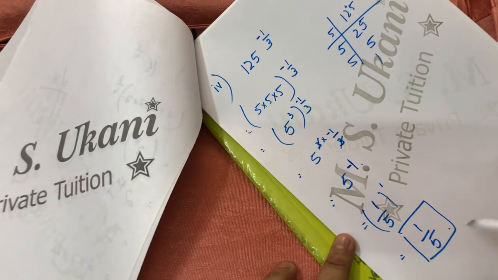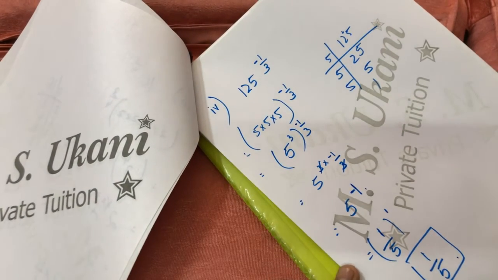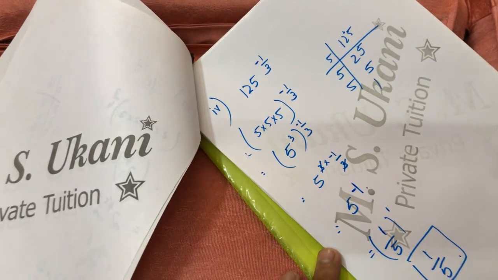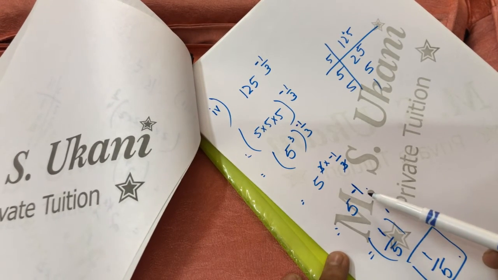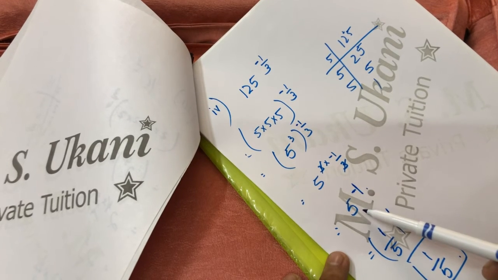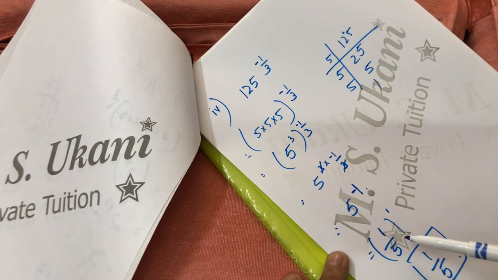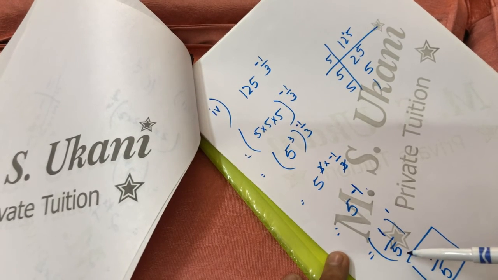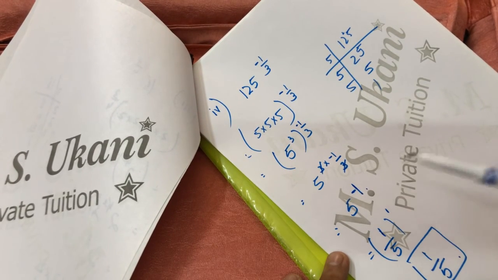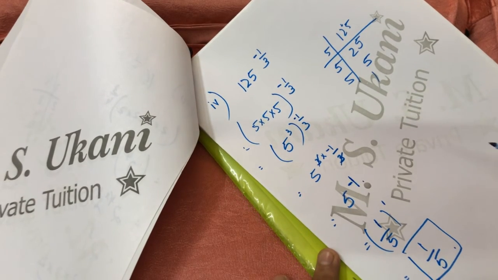So in this way we have calculated sum number 4. The main thing is to remember the rule of negative power. Whenever the power comes in negative, our base will become reciprocal. Reciprocal means the numerator will go downstairs and the denominator will come upstairs. This is known as reciprocal.